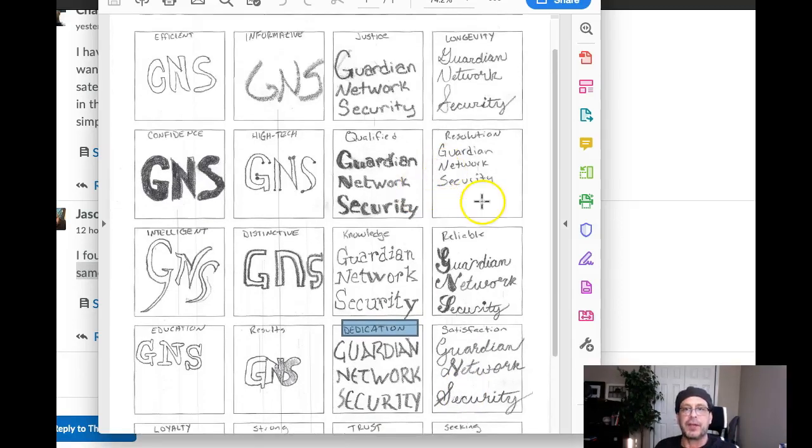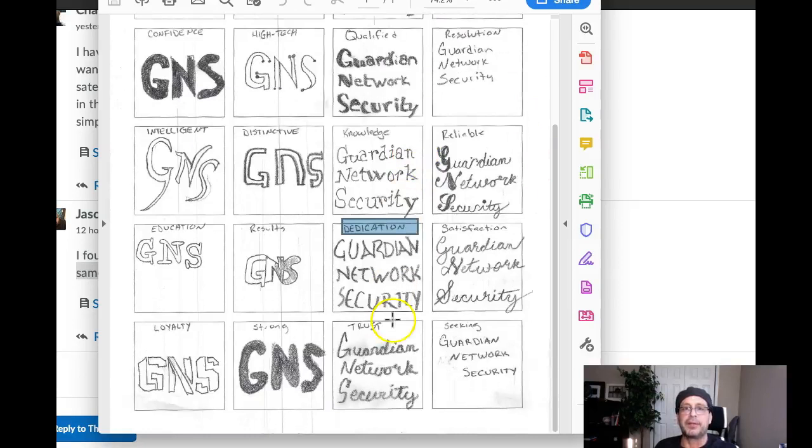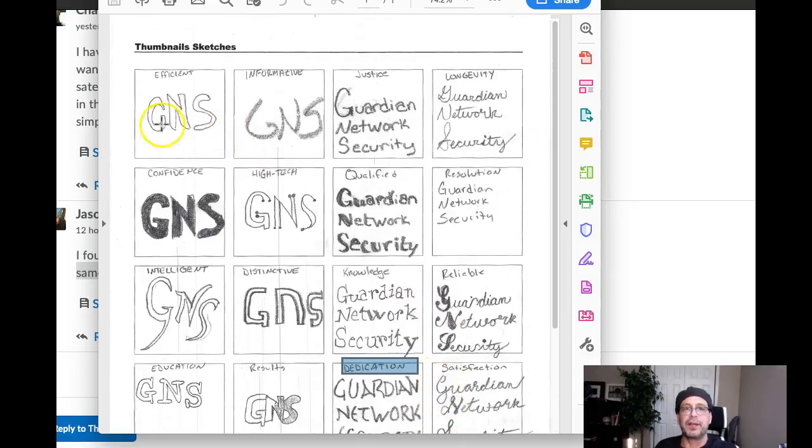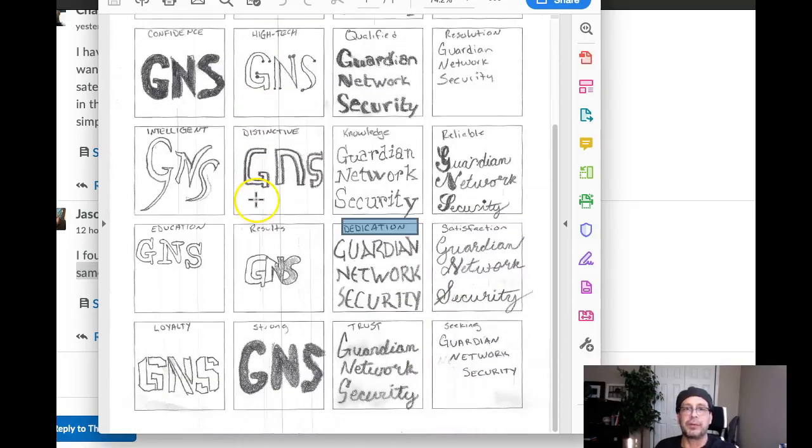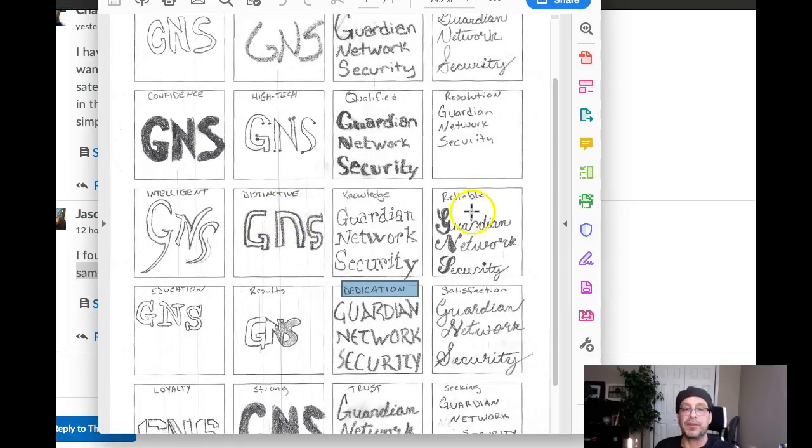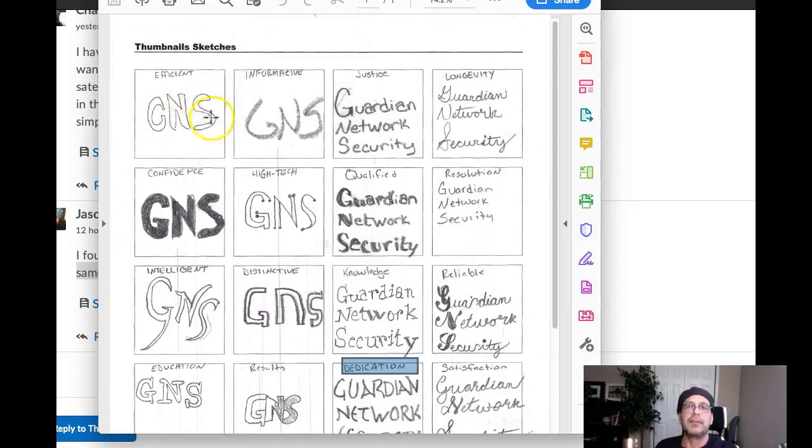Okay, so as I said, the good news is the right column is done very well. The bad news is that nothing in these left two columns can be used. So we've got 10 sketches that have to be replaced. Why, you ask? Because these are not word marks. Jason, these are monograms, all right?